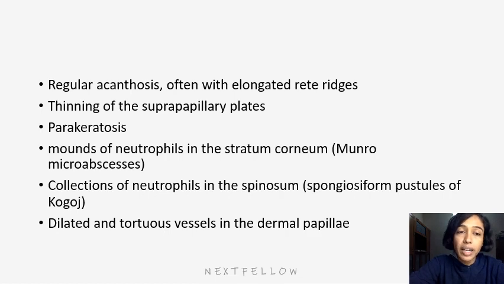You'll find collections of neutrophils in the stratum corneum like pustules. So these are known as Munro's microabscesses. And a similar collection of neutrophils, but in the stratum spinosum, is called spongiform pustules of Kogoj. There are prominent capillaries seen in the dermal papillae. So you may see some cross-sections of blood vessels there, okay, dilated.